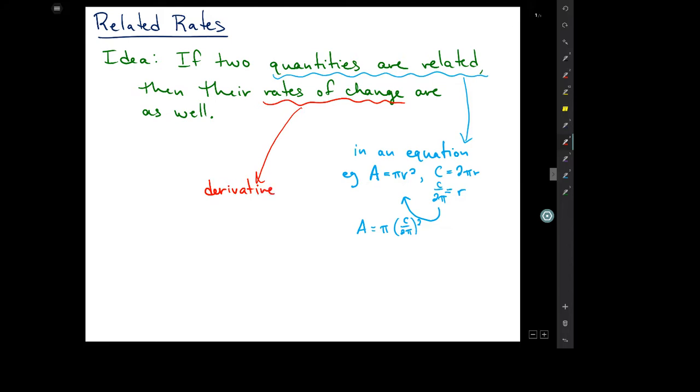So what we're saying is that if we have an equation between two quantities, then we also have an equation between their derivatives. So there is also an equation between derivatives.